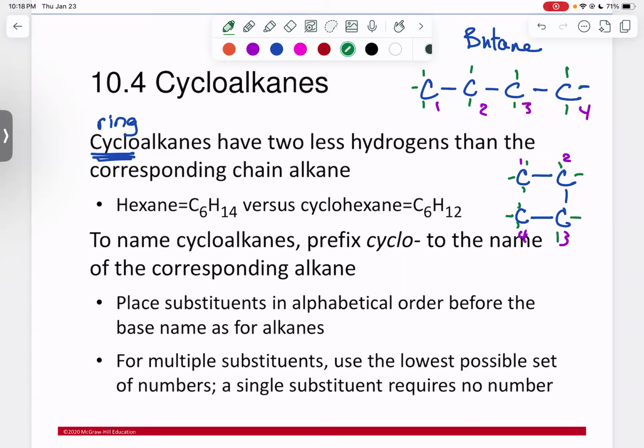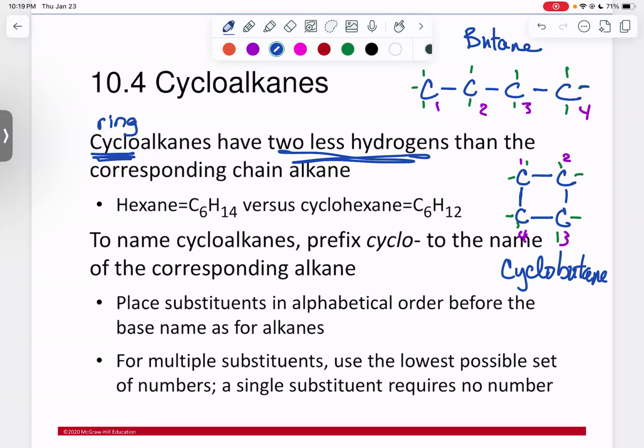But what if I took away 2 hydrogens from the end carbons? So from carbon number 1 and carbon number 4, I would take away one of those hydrogens and I would introduce a bond between carbon number 1 and carbon number 4. That would mean I would have 2 less hydrogens than the corresponding straight chain alkane. So now instead of having butane, I have cyclobutane.